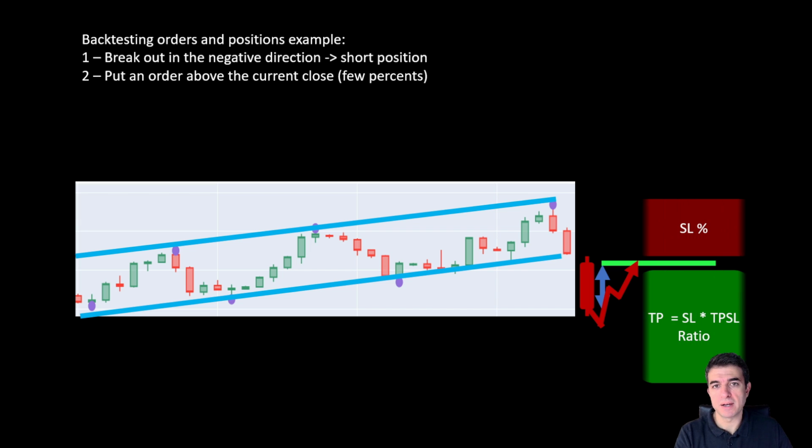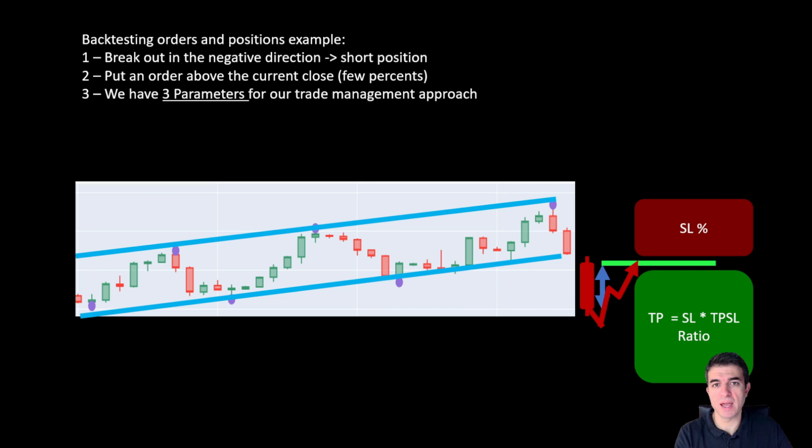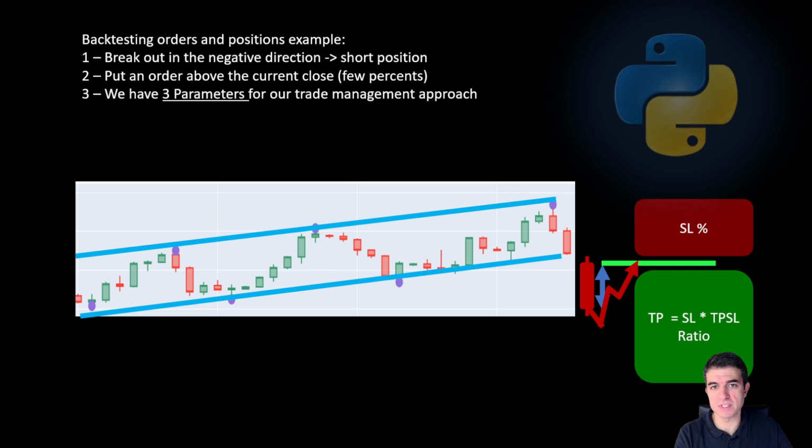Then we can define the stop loss, which is also fixed to a distance within a few percents of the current price. And the take profit is obtained using the stop loss distance multiplied by the take profit stop loss ratio. So in summary, we have three parameters defining our trade management system: percentage of the order, percentage of the stop loss distance, and the take profit stop loss ratio.